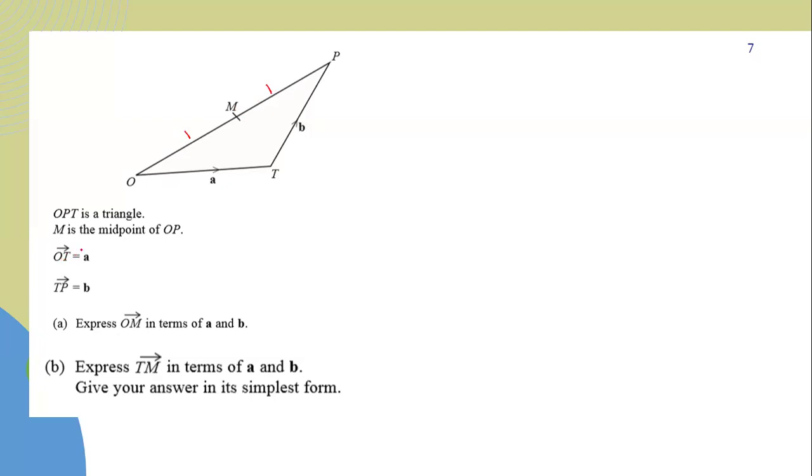Then they are telling us that O to T is A. You can note the arrow, and T to P is B. Then they want us to express OM in terms of A and B. It means that your answer for vector OM should remain in terms of A and in terms of B. Those are the only two things that must remain.